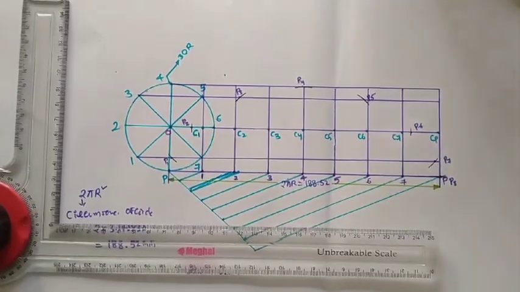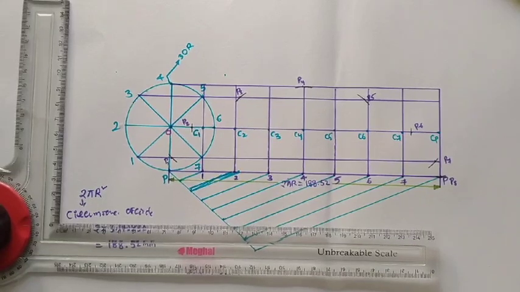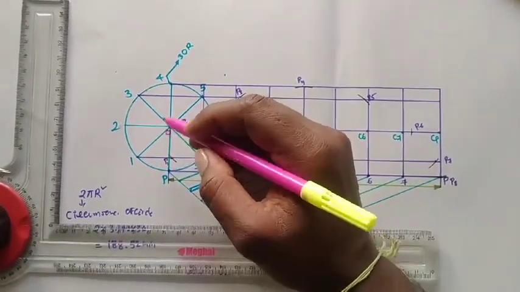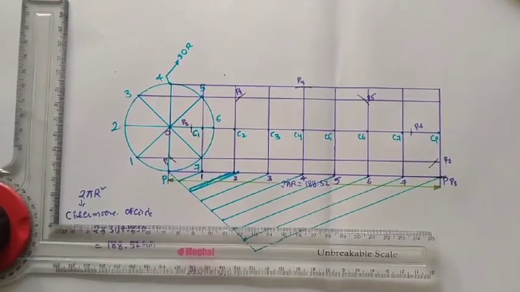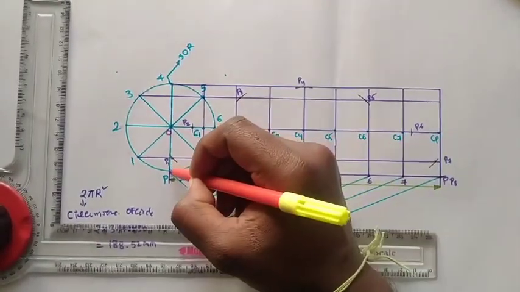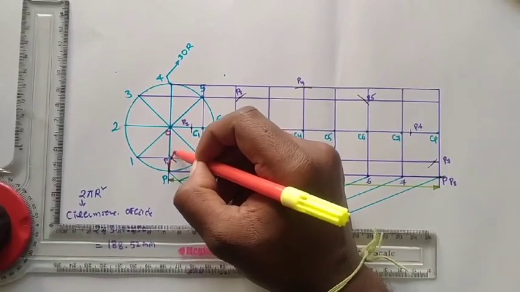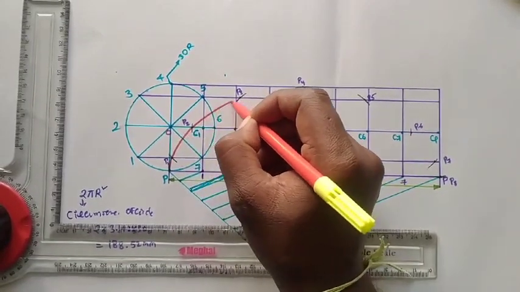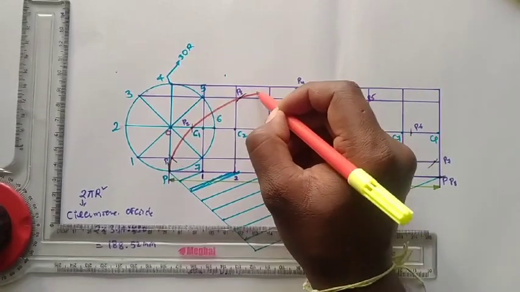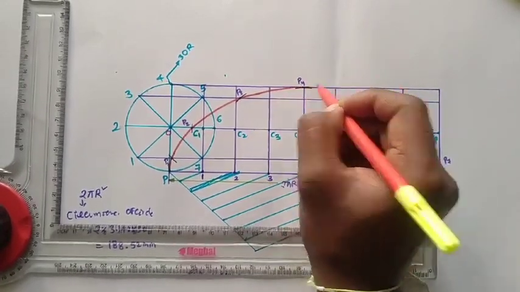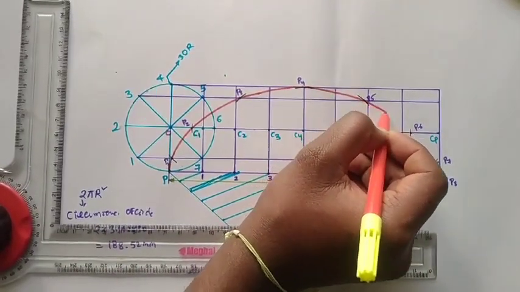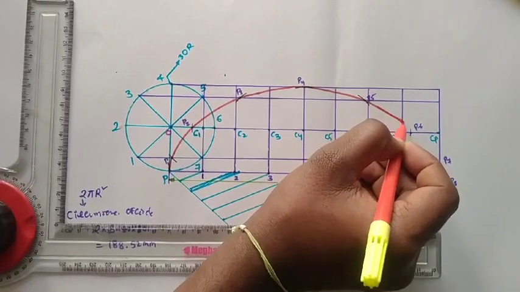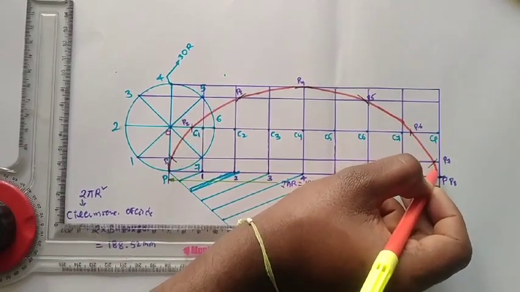Draw a curve passing through these intersection points, okay. Draw a curve passing through these intersection points, and you will get the locus of point P.